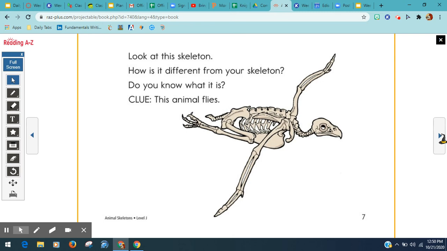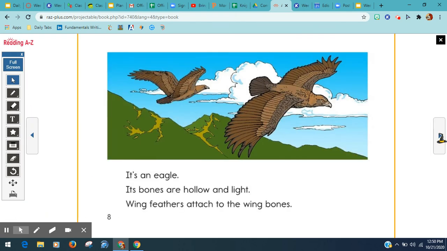Can you tell what's different about this animal than from us? There's a lot. I see a beak. I see what look like long arms out to the side, but since it flies, it's probably wings. It's an eagle. Its bones are hollow and light, wing feathers attached to the wing bones.